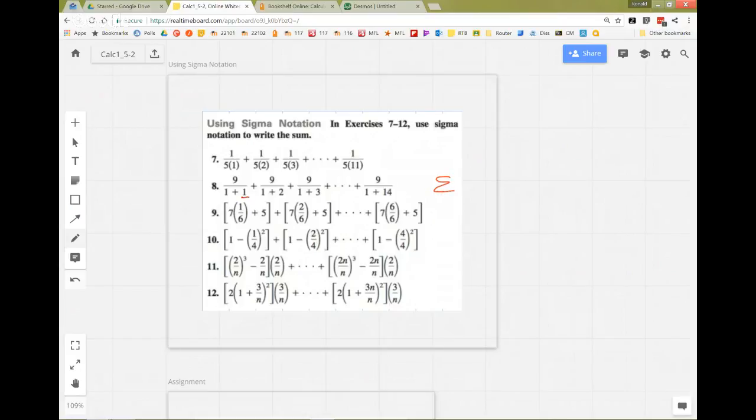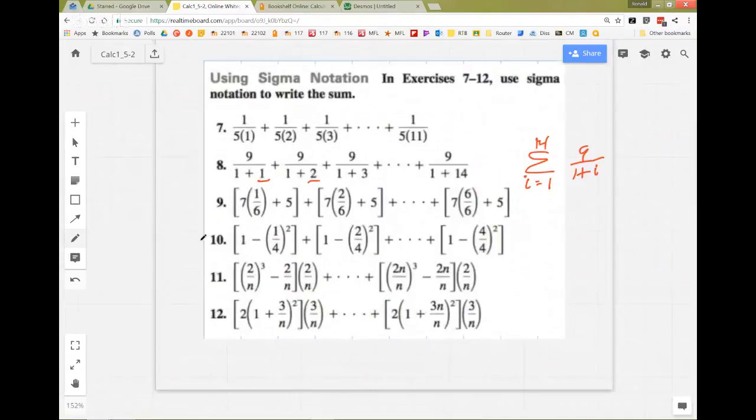we're going to be changing this number, and we're going to start at 1, and we're going to go to 14. All right, and then what do we have? 9 over 1 plus I. So do you see how, sorry for the sloppy sigma notation there, but do you see how we can grab onto the pattern? Let's take a look at number 10.